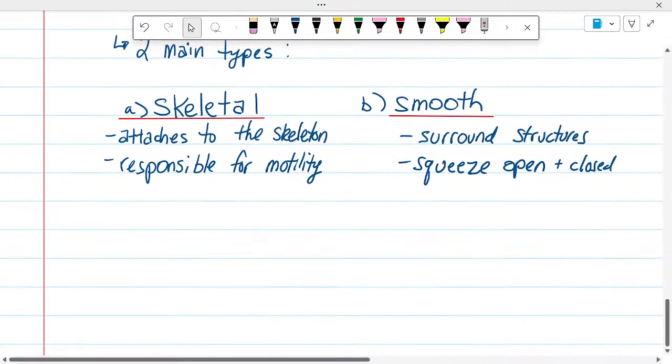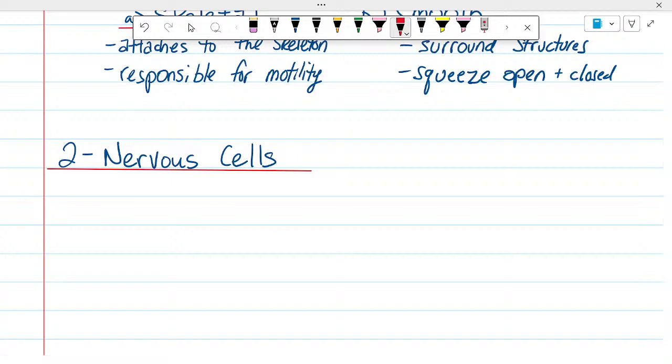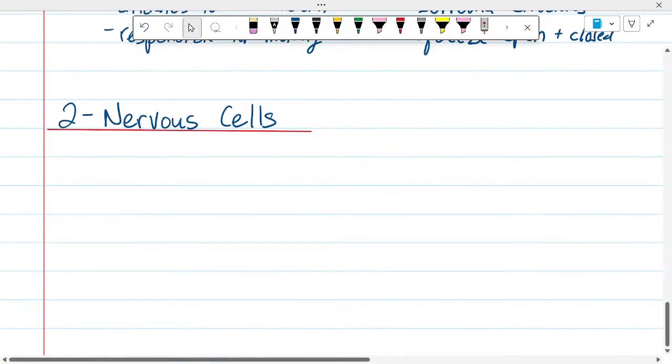What's our second type? Nerve cells, nervous cells. Good. Why are they nervous? Because they kept interrupting me. And they're right to be nervous. All right. What do nerve cells do?